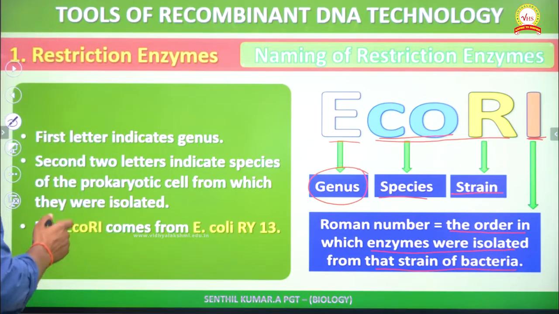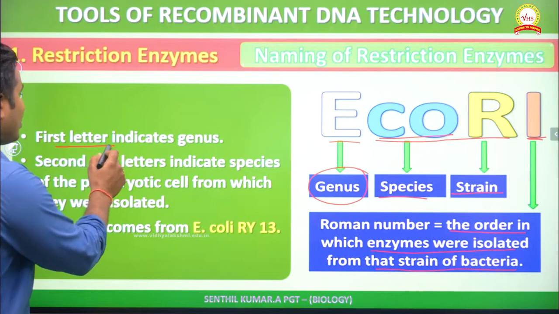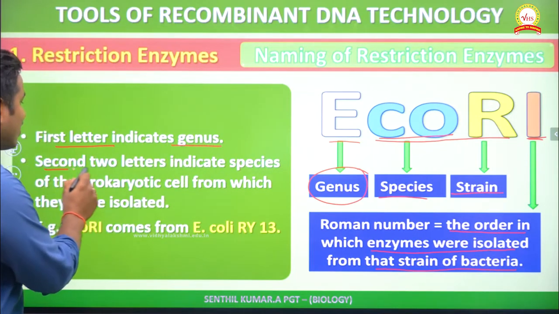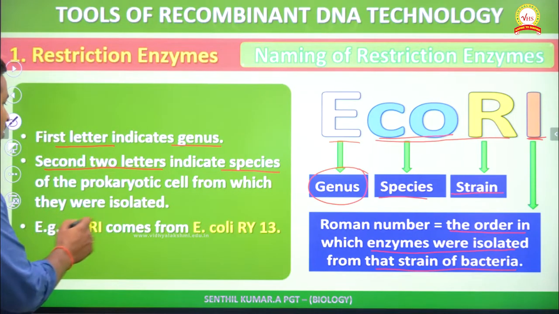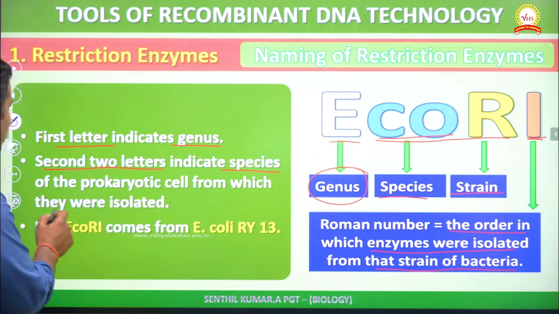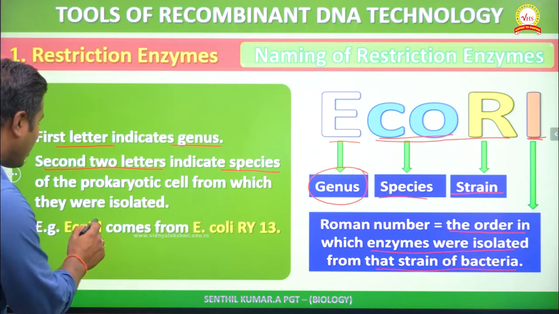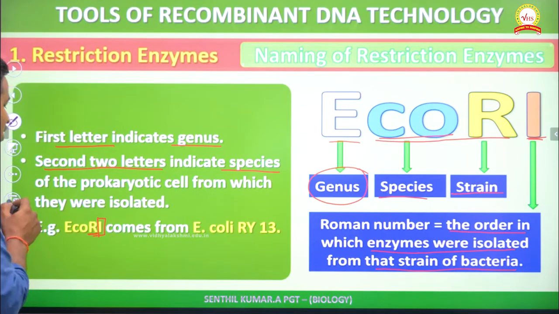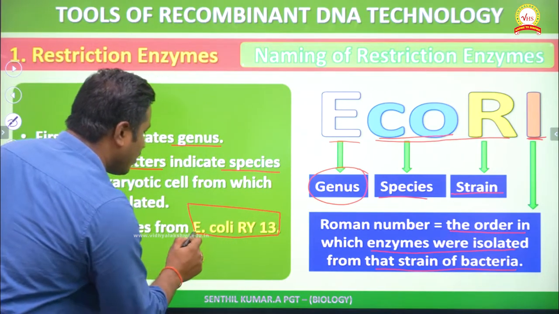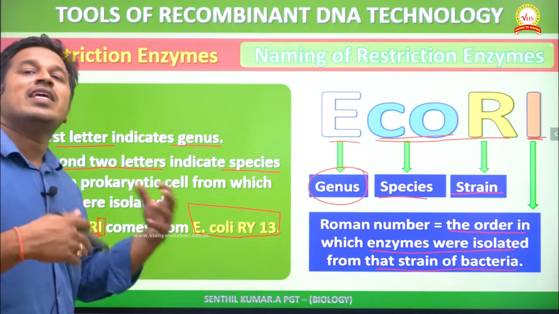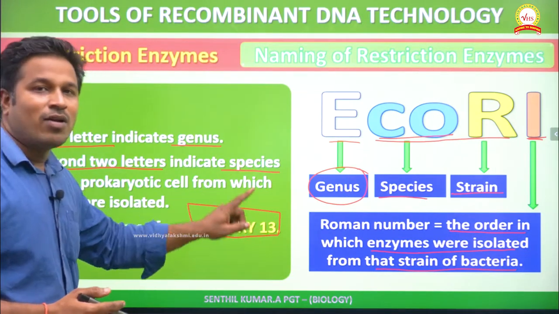Let us go through the same content again. The first letter indicates the genus, the second two letters indicate the species, the next represents the strain, and finally the Roman numeral. This particular EcoRI comes from E. coli RY13. Like that, in E. coli itself various types of E. coli are there, and RY13 is one among them.